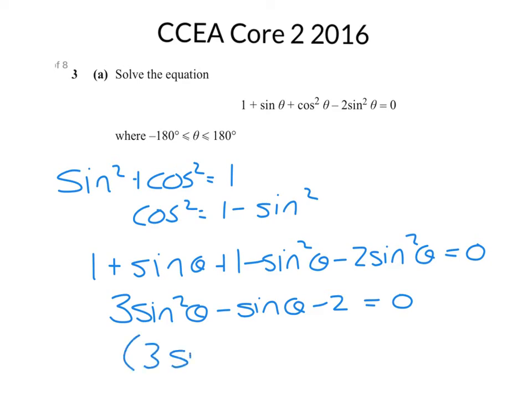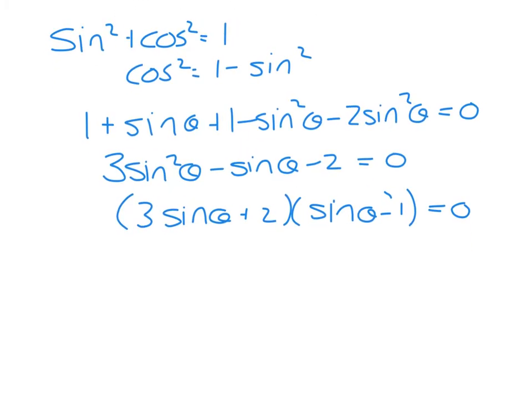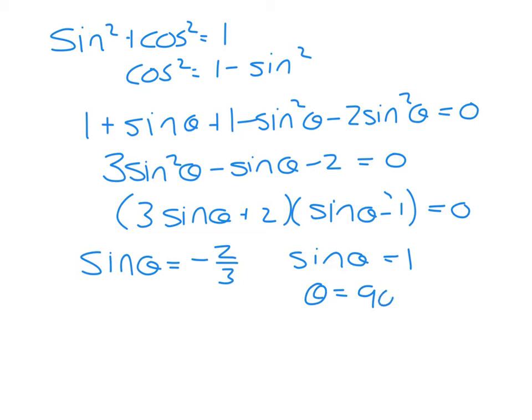factorizes. Which means we have two answers to solve. Sine theta equals minus 2/3, or sine theta equals 1. Sine theta equals 1 when theta equals 90 degrees. So that only gives us one solution in the range.